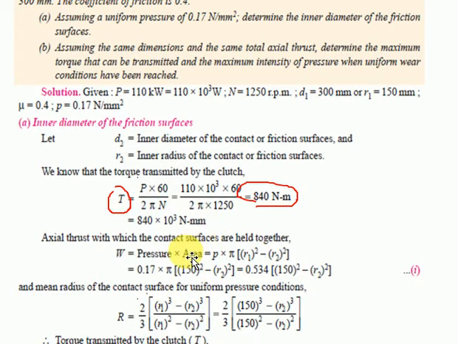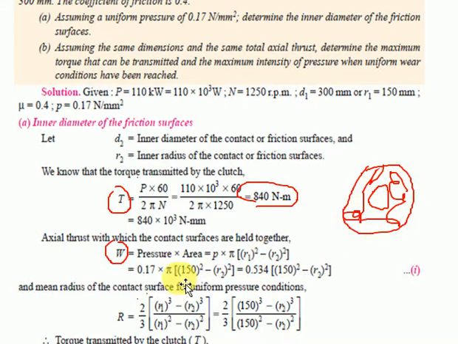Now if you have seen the theory, the axial thrust, that is the axial load W, is equal to pressure into area. So P into pi bracket R1 square minus R2 square. As I told you, this is the area that we have to consider, so here it's pi bracket R1 square minus R2 square, and the value of W is in the form of R2 because we have to find the D2. So W is equal to 0.534 into 150 square minus R2 square.